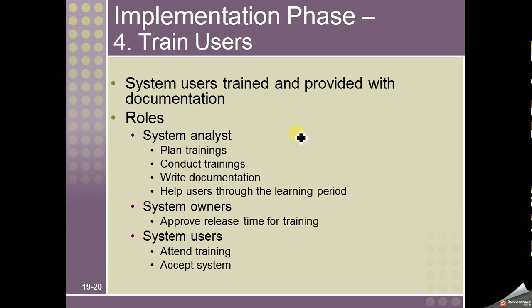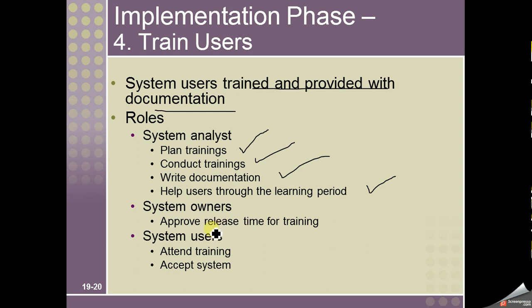We need to train the users. It's the second last step. The system users are trained and provided with documentation. The system analyst will plan the training, conduct the training, develop the documentation, and help the users in the learning process. So all the users need to be trained to make sure that before the system is put into operation, they know how to use the system.